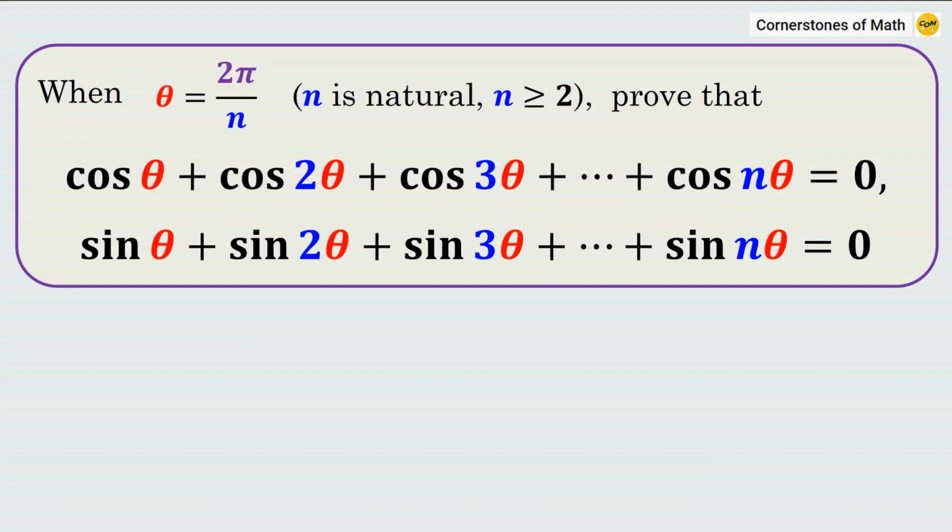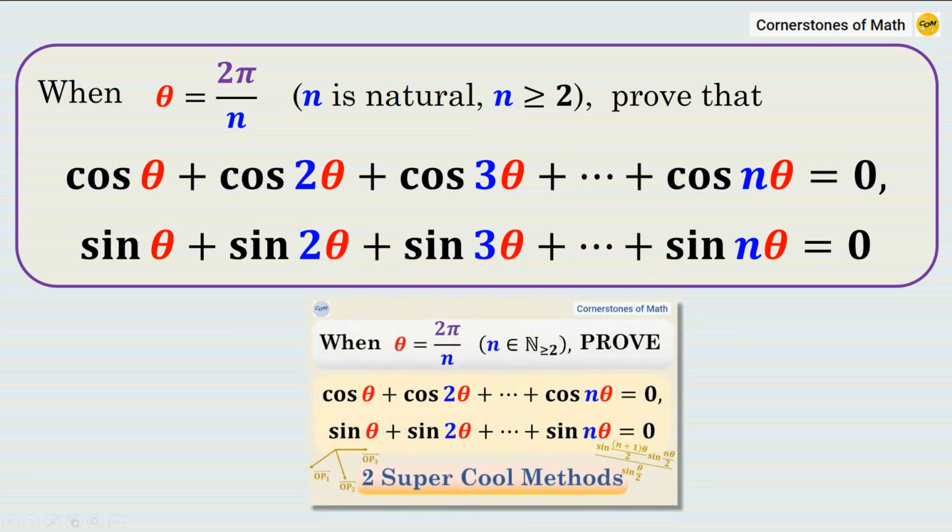Before we dive into today's problem, let me briefly introduce a bit of context. About a month ago, I released this video where I solved this problem. When theta equals 2 pi over n, where n is a natural number greater than or equal to 2, prove that cosine theta plus cosine 2 theta plus cosine 3 theta plus so on plus cosine n theta equals 0, and sine theta plus sine 2 theta plus sine 3 theta plus so on plus sine n theta equals 0.